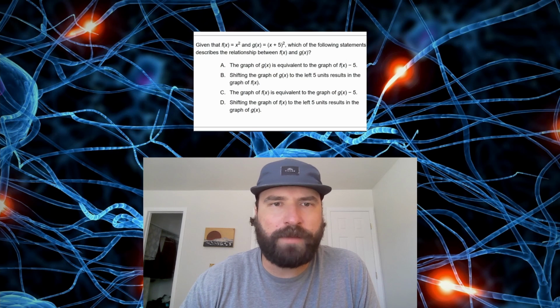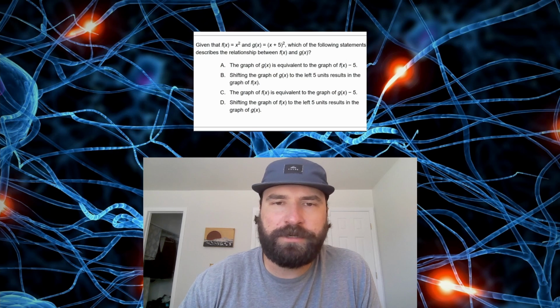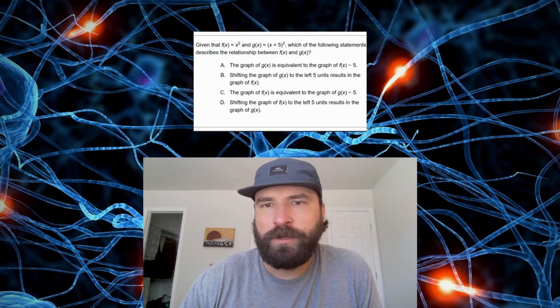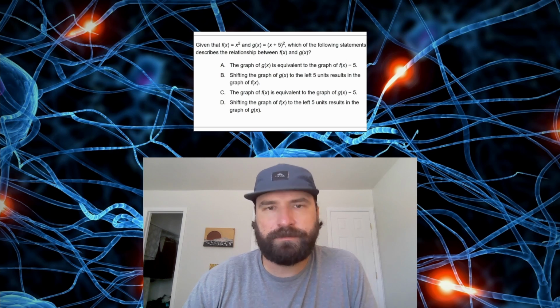All right, let's run through another MTEL question. This one says, given that f of x equals x squared and g of x equals (x plus 5) squared, which of the following statements describes the relationship between f of x and g of x?